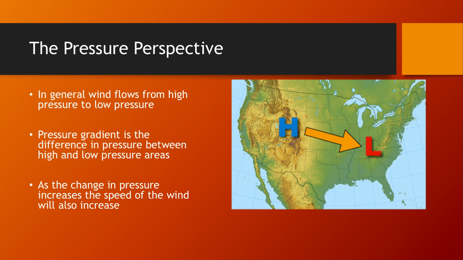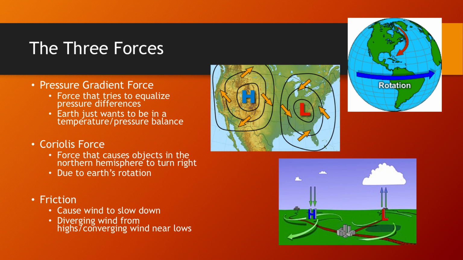And generally, the greater the pressure difference, the greater the wind, the faster the wind. So if we're talking about two numbers that are fairly close to the same pressure, it's going to result in a smaller pressure gradient and so a slower wind. If it's a big temperature and pressure difference, then we're going to actually see a faster wind because that pressure gradient is higher. So there are three forces that factor into the wind.